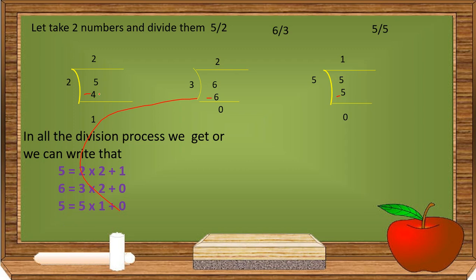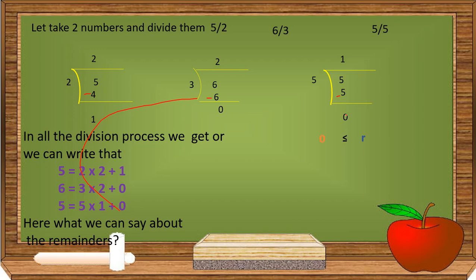Now remember, in all these three examples, what can we say about the remainder? In this case the remainder is 1, which is greater than 0. In the second case the remainder is 0, that is, the remainder is equal to 0. In the third case also. So by these examples we know that the value of the remainder is greater than or equal to 0.